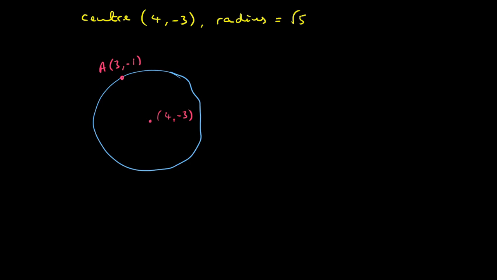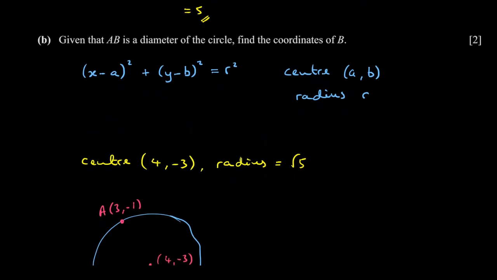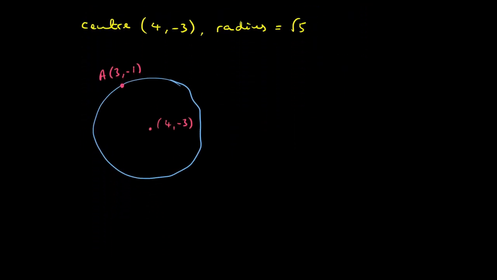Now, what are we being told? We're told that B is also on the circle such that AB is the diameter. Well, if that's the case, I can draw a line that goes from A through the center, and it's going to go to there, which will be the coordinate B. So this guy here is B. So then there are two ways that we can think about this. We can either say that the center is going to be the midpoint of A and B, and we can use the midpoint formula. Or we could try to think about it this way.